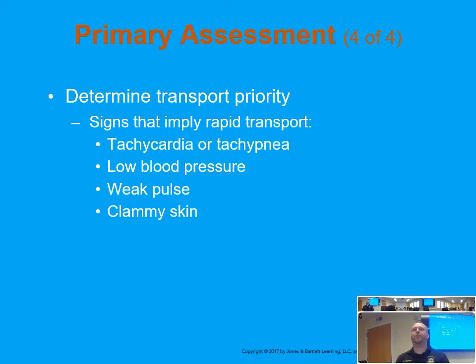Determine the transport priority. Remember that golden hour of trauma, being 10 minutes. We want to load and go. They need bright lights and cold steel. Signs that imply rapid transport include tachycardia or tachypnea, fast heart rate or fast breathing, hypotension or low blood pressure, weak pulse, and pale, clammy, cool skin.